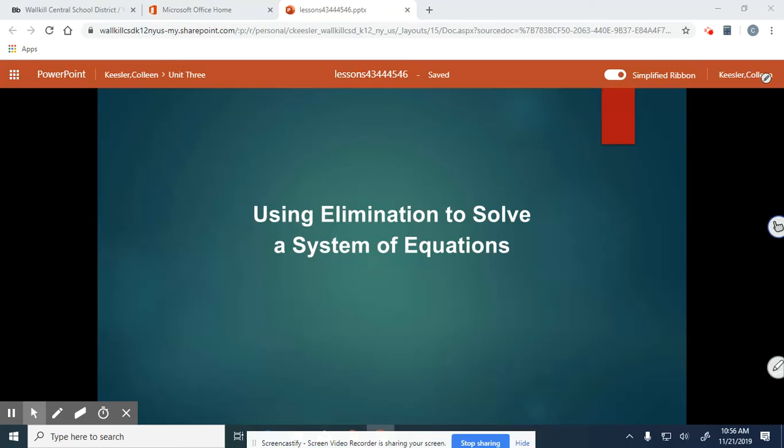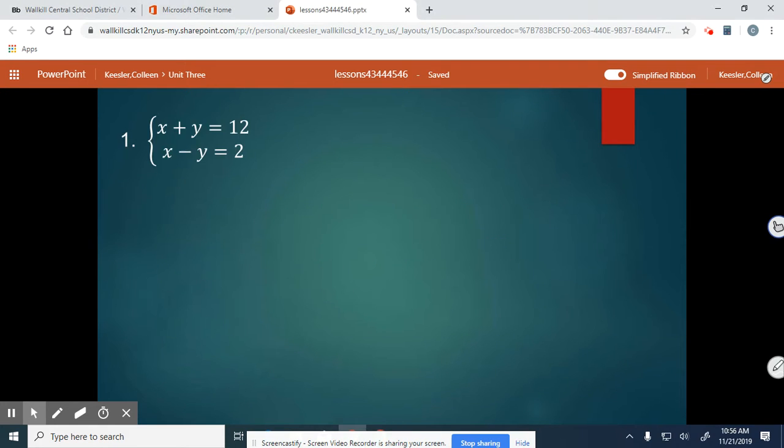And today we're going to continue using elimination to solve a system of equations. So here's our first one, and hopefully you remember from yesterday that when we have a pair of opposite coefficients, we can jump right into solving by canceling those out. So in this case, we have a pair of opposites because positive y and negative y cancel out. So we get 2x equals 12 plus 2, which is 14. Divide by 2, and x equals 7.